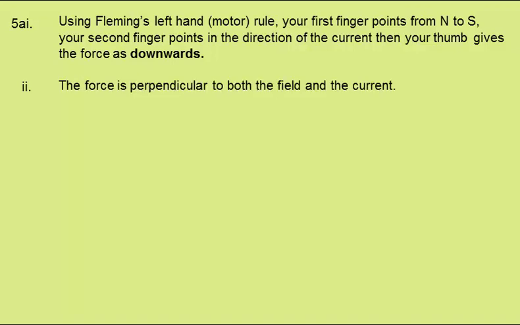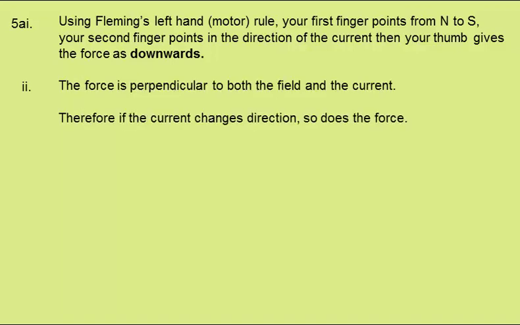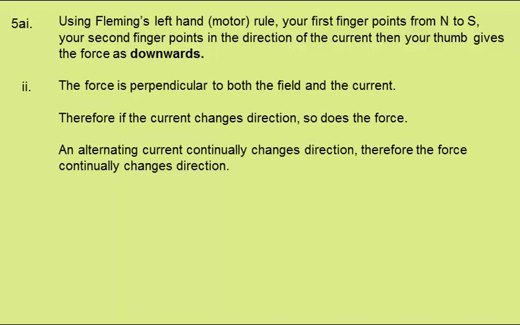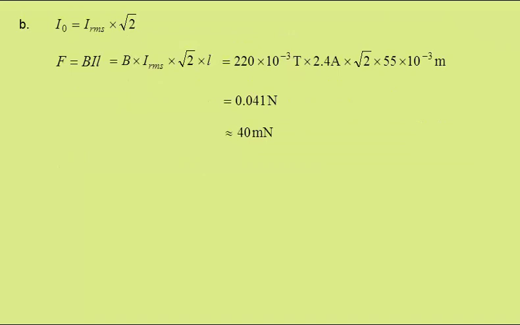Well, the force is perpendicular to both the field and the current. Therefore, if the current changes direction, so does the force. An alternating current continually changes direction, therefore the force continually changes direction. And this is around 40 millinewtons as required.